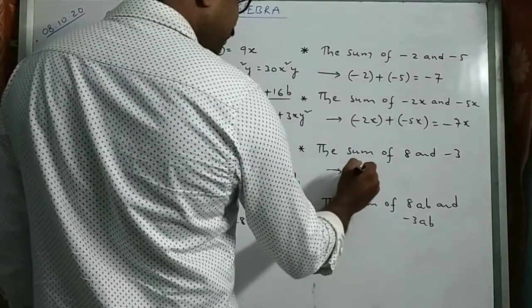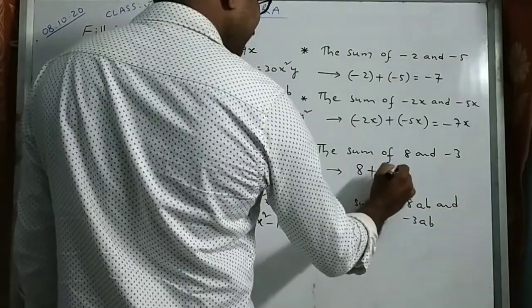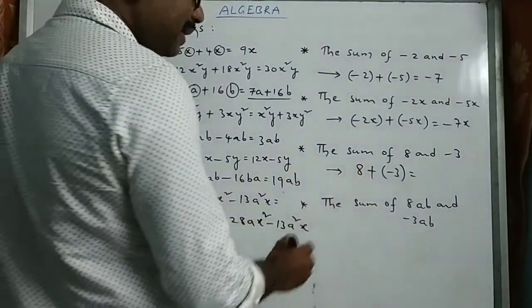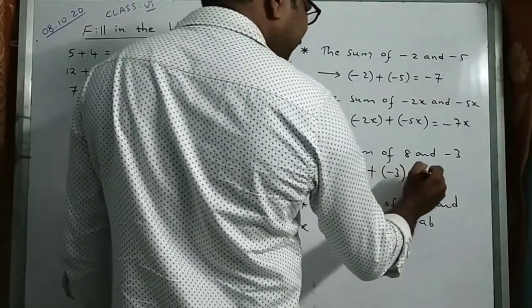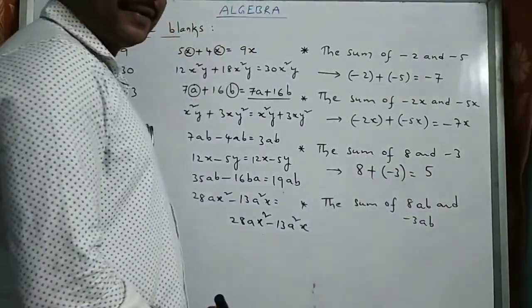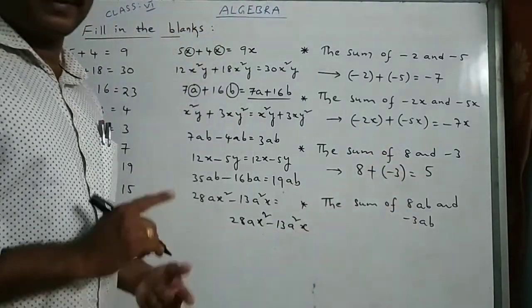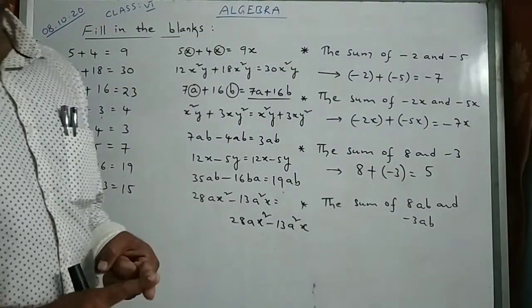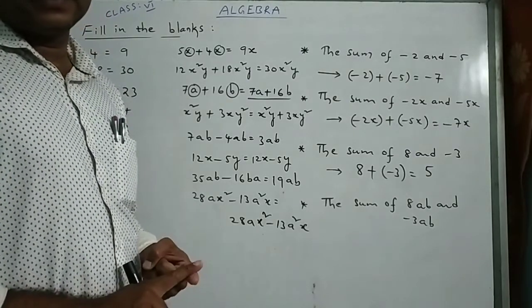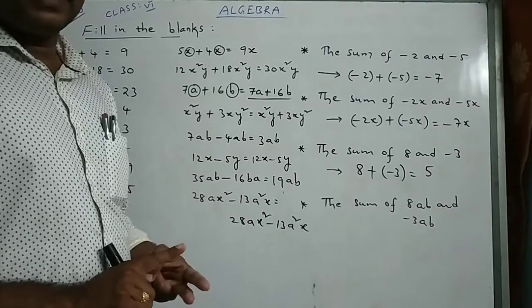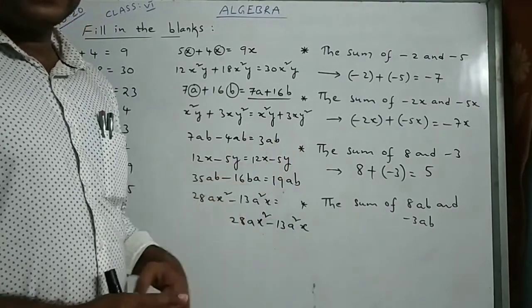Here the sum of 8 and minus 3. The symbols are different here. Different symbols. So 8 minus 3, how much? 5. Which symbol must I write now? Plus. So remember that whenever we have different symbols, subtract and write the big value's symbol. Whenever we add, write the same symbol.